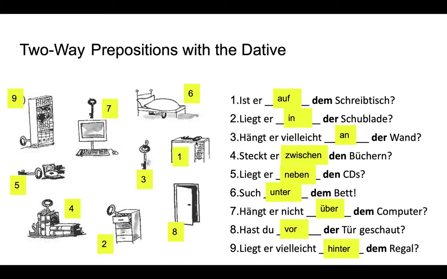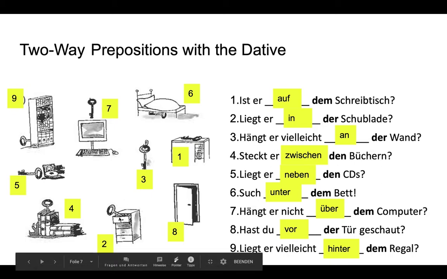Nummer 2, liegt blank der Schublade? A Schublade is a drawer. That's this one, number 2. And in der Schublade is the best characterization.